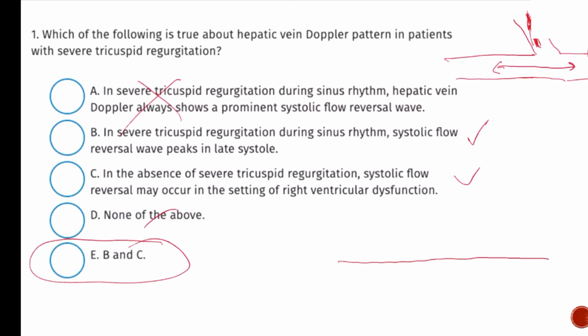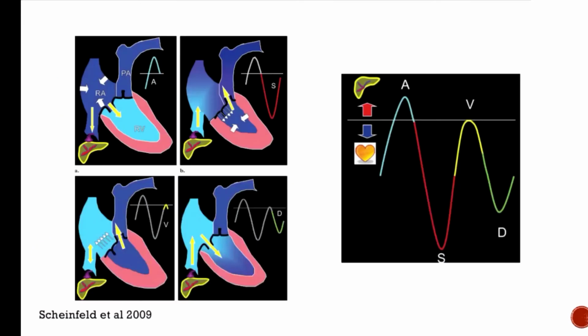So basically, we put our pulse wave Doppler in the hepatic vein, and we see a couple of different flow patterns. We see an A wave, which is our atrial kick, right? So the atrium contracts during diastole and pushes blood flow back up into the hepatic vein, right?